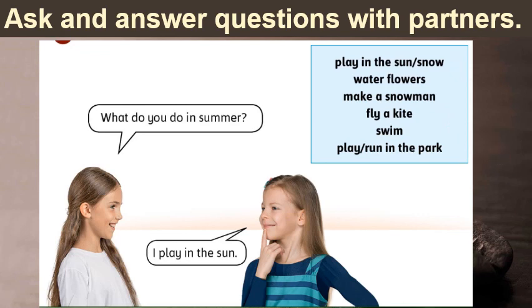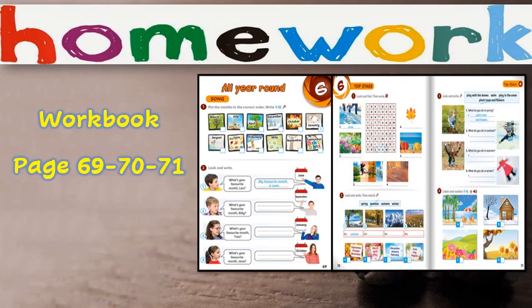All right, so let's move to the next step, which is your homework. So what is your homework? As you can see, you have 3 pages as homework. As homework, page number 69, 70, and 71. These are from the workbook. You can find them in the workbook.